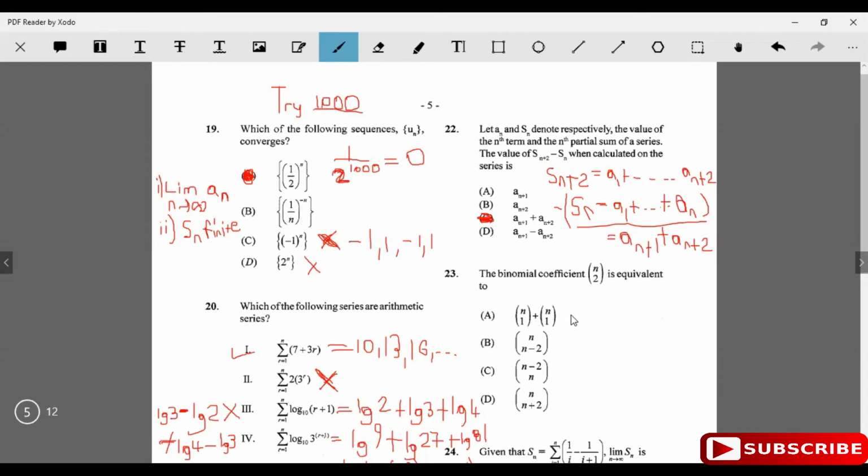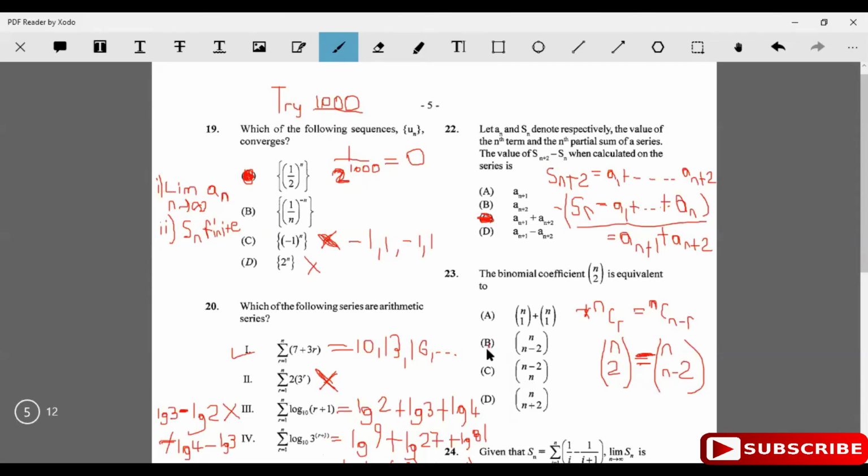Easy. Question 23, this is so boring. They ask it on every paper. We just have to remember n choose r is equal to n factorial over n minus r factorial times r factorial. N choose r is also equal to n choose n minus r. You can use the factorial notation to prove this, but just always remember it. And so n choose 2 is equal to n choose n minus 2.